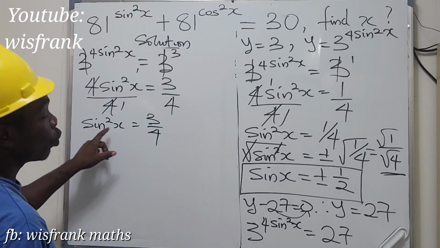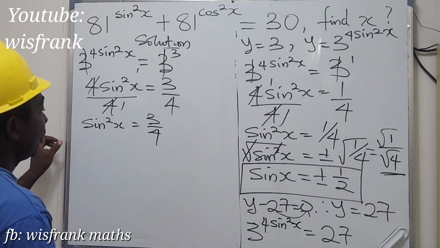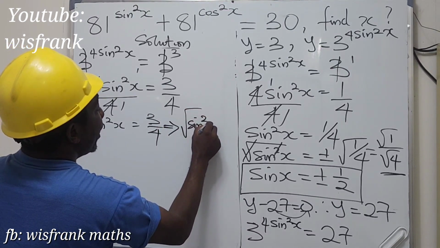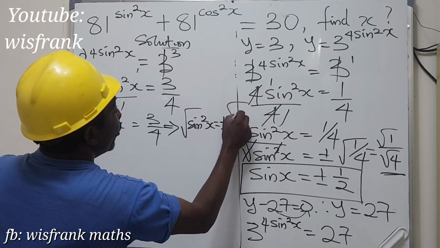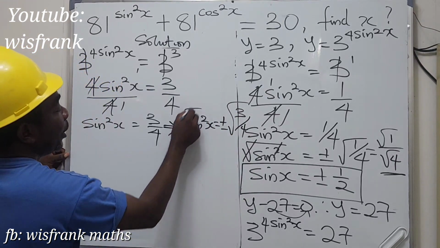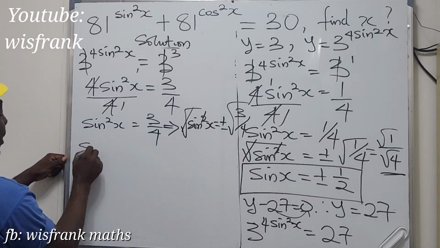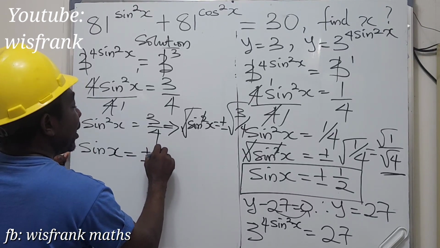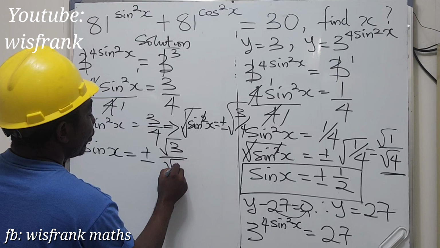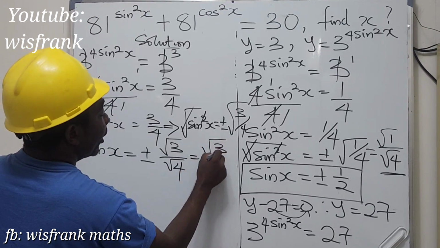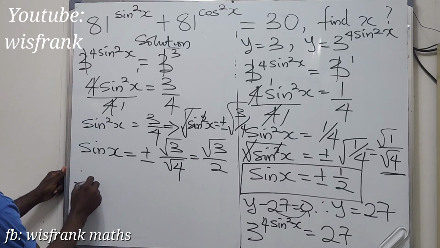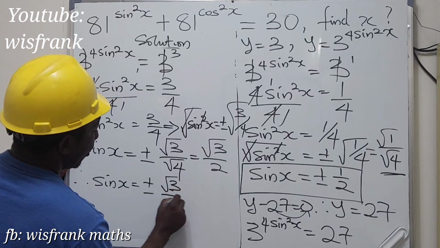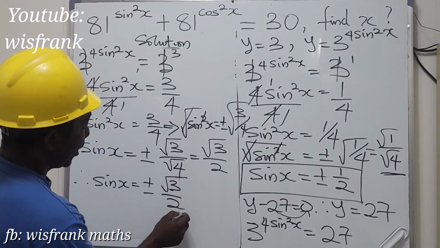In this case, we can introduce square root to both sides. So this is the same thing as the square root of sine squared x equals plus or minus square root of 3 all over 4. In this case, this one will cancel here and this one will cancel here. We are now left with sine x equals plus or minus, this is the same thing as, square root of 3 all over square root of 4, which equals square root of 3 all over 2. Therefore, sine x equals plus or minus square root of 3 all over 2. So this is what we have as the solution.